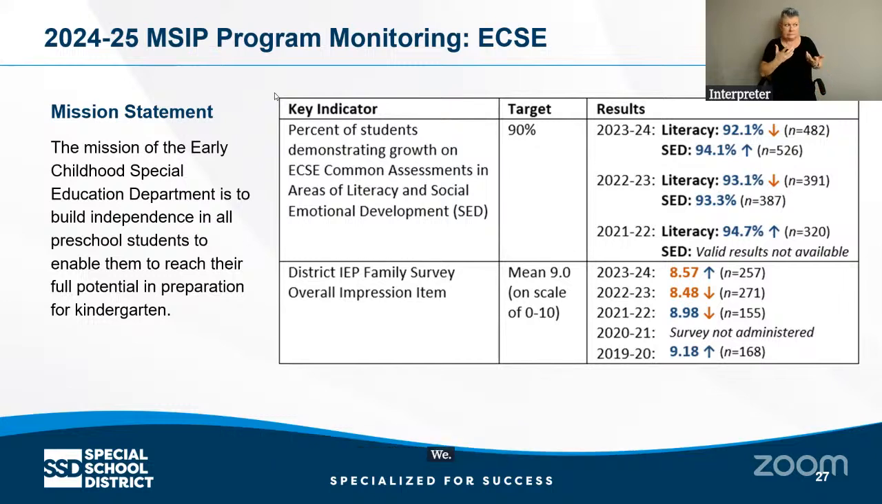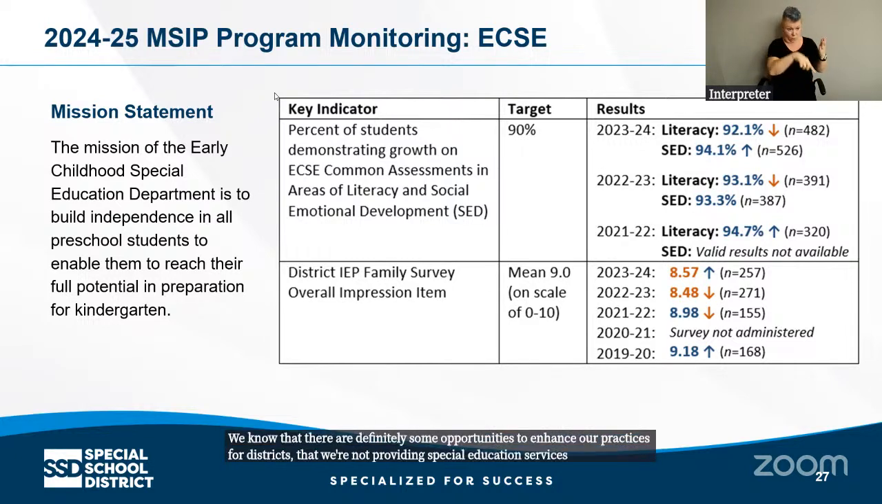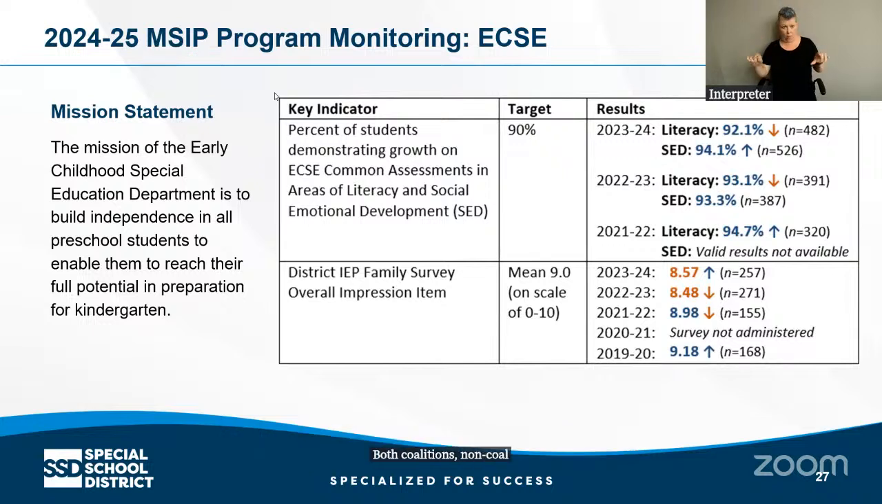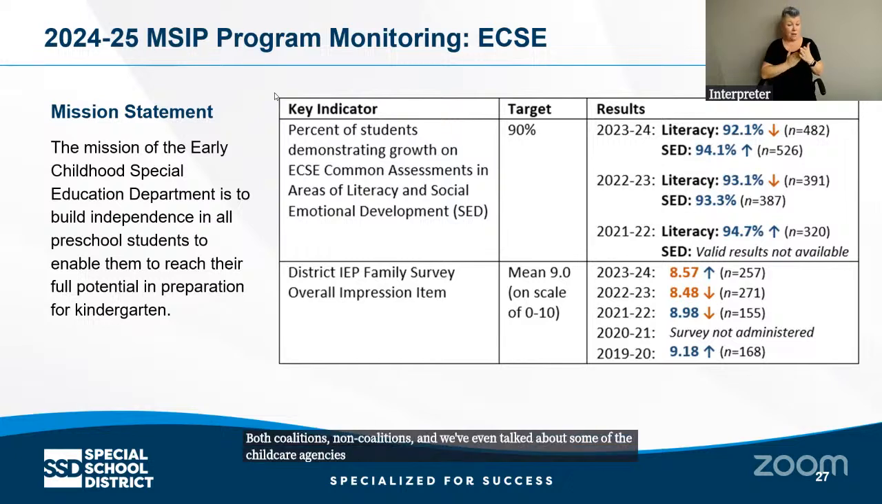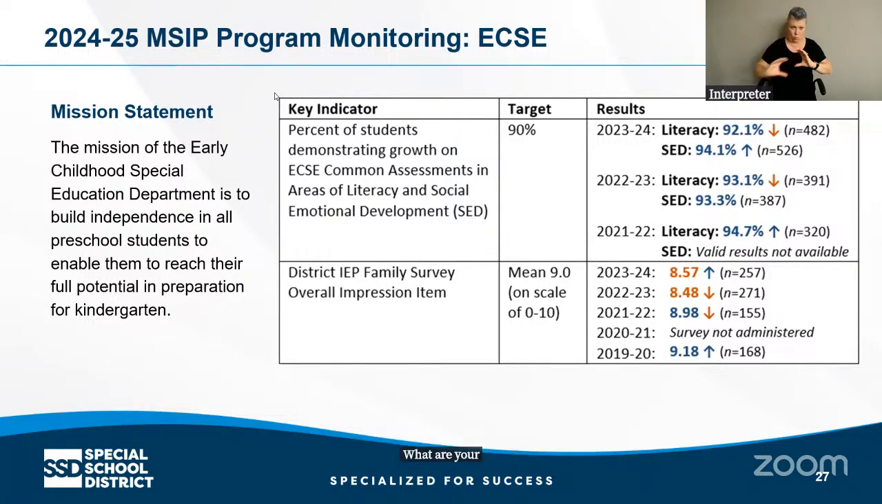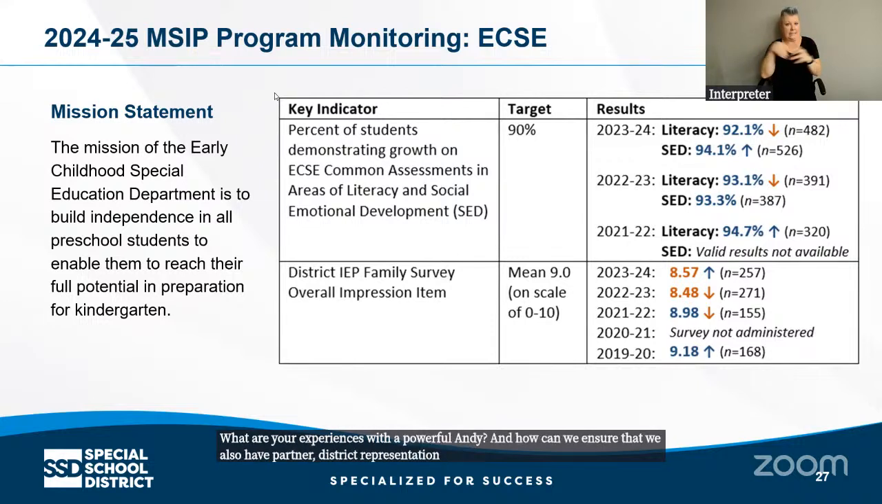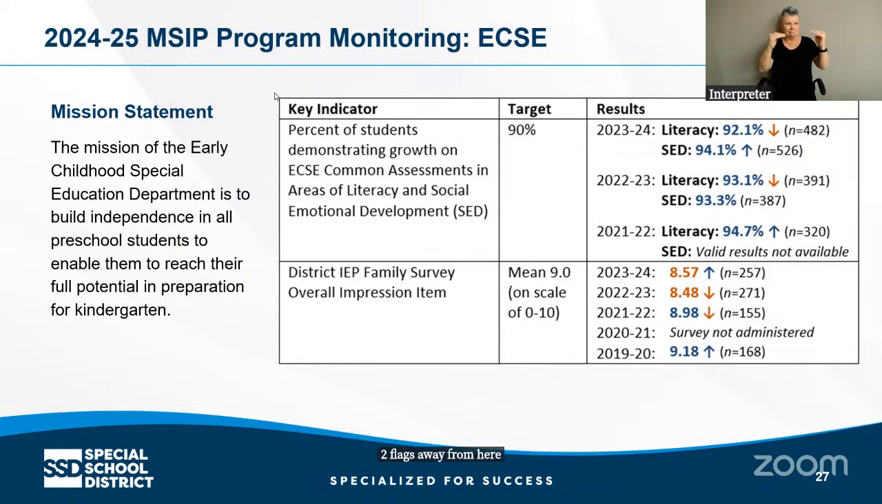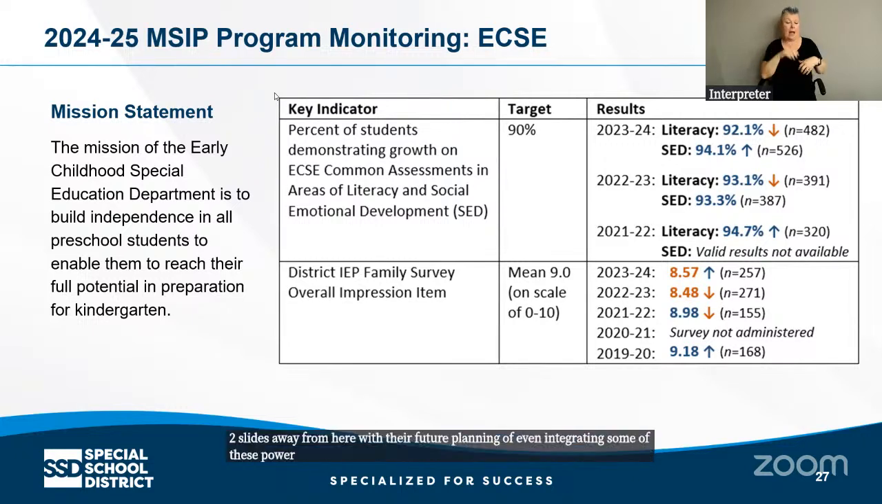We know that there are definitely some opportunities to enhance our practices for districts that we're not providing special education services to, and those students then transitioning to SSD to receive services. We've talked about that in length and conversation, and we know that for future planning, it is going to be important for us to establish a group of individuals to come together, both coalition, non-coalition, and we've even talked about some of the child care agencies and bringing them to the table to talk about what are your experiences with us, how can we improve, and then how can we ensure that we also have partner district representation at the table as well. This kind of goes into the next slide, two slides away from here, with that future planning of even integrating some of our work for early childhood into other areas as well.